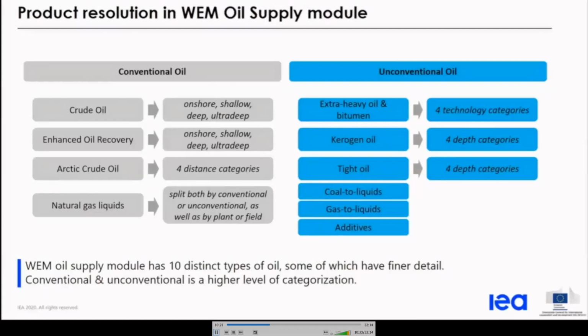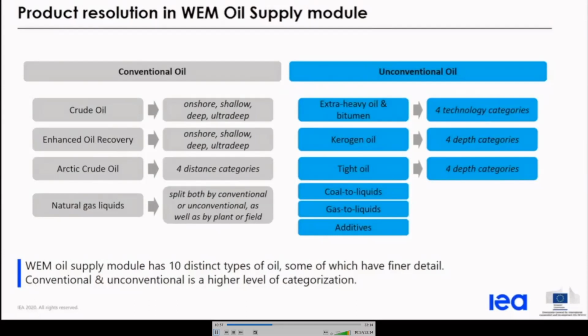In the WEM oil supply module, there are 10 distinct types of oil, some of which have finer detail than others. In the crude and enhanced oil recovery sections, or subsections, we detail further the onshore, shallow, deep, and ultra deep. Other categories, such as the Arctic, extra heavy oil and bitumen, kerogen, tight oil, all have varying distance, technology, or depth categories. Coal to liquids, gas to liquids, and additives are assessed as well if sufficient price warrants.